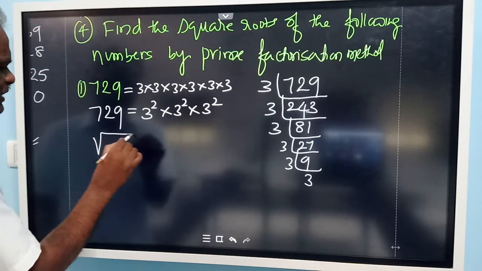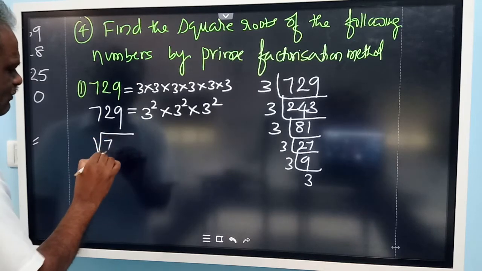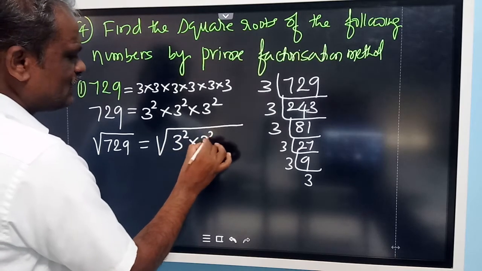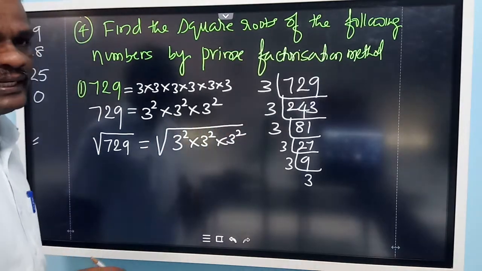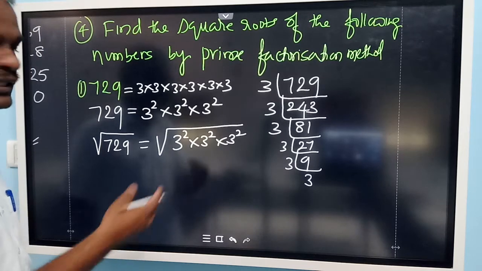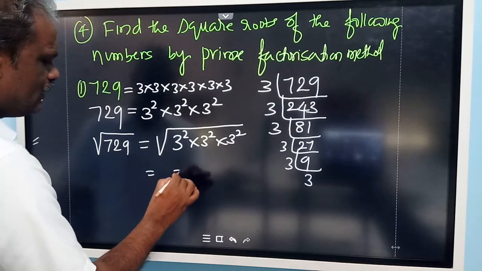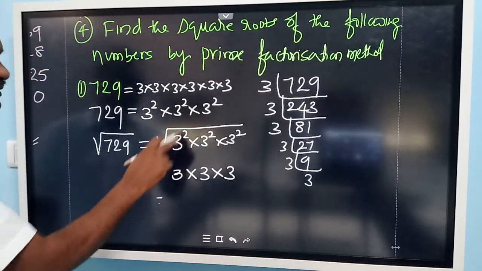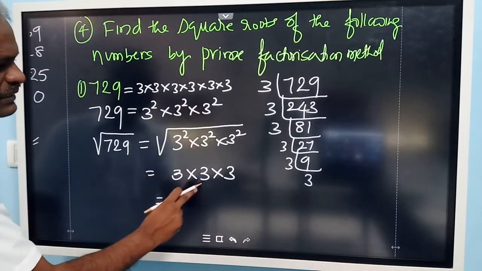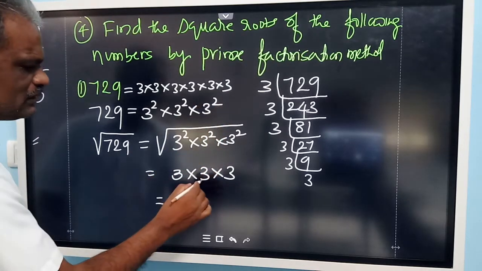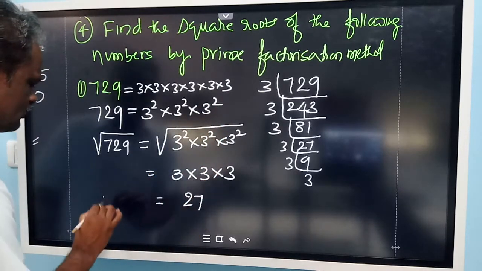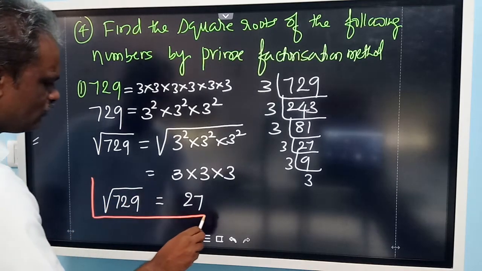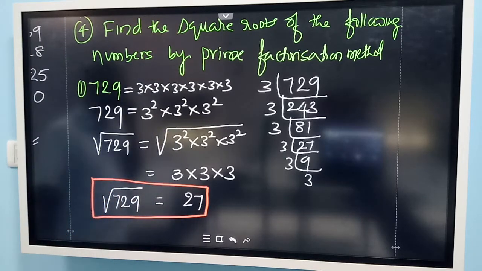So we want to find the square root of 729. It is the same as the square root of 3 square into 3 square into 3 square. So all are in pairs. To find the square root, remove the pair and just write down the number. Square root of 3 square is 3, three times. 3 3s are 9, 9 3s are 27. So square root of 729 is 27. This is the solution. Is it clear?